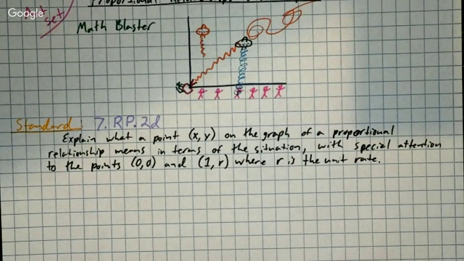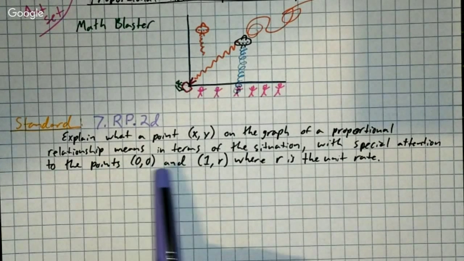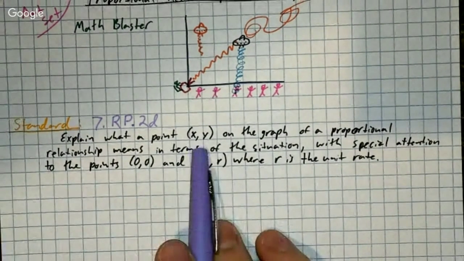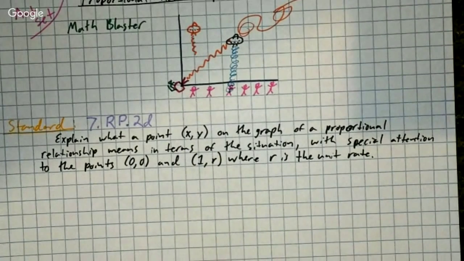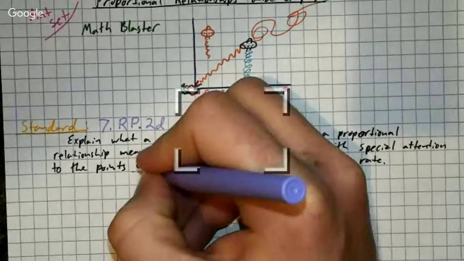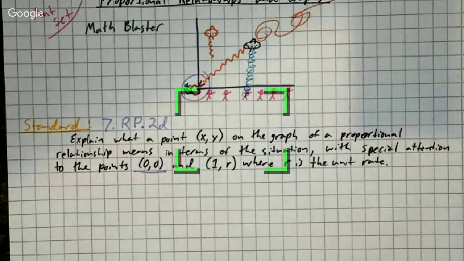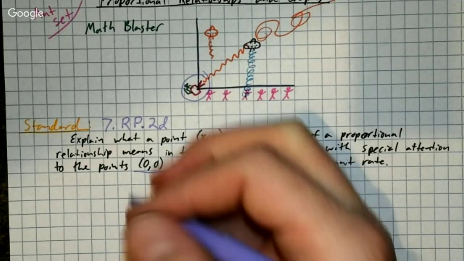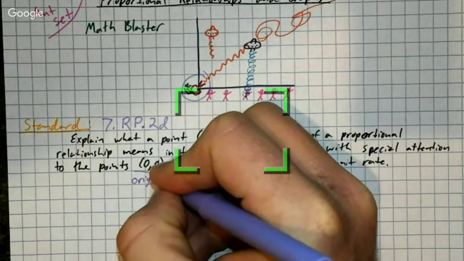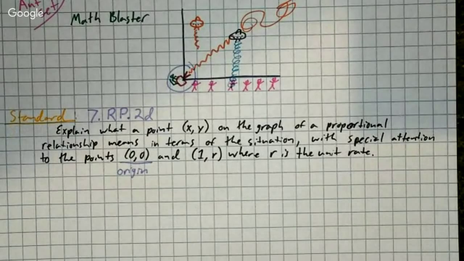Let's go ahead and break it down a little bit before we get into our actual work here, okay? Explain what a point xy on the graph of a proportional relationship means in terms of the situation. Now that's pretty simple. It's just saying that we need to understand what a point means. Xy, what does that mean? We'll get into that. Then it says, with special attention to the points 0, 0, which, if you are realizing that right now, is where my gravity gun was always located, at 0, 0. This is what we call the origin. I know you know that from years past, but it's always good to have a little refresher in there.